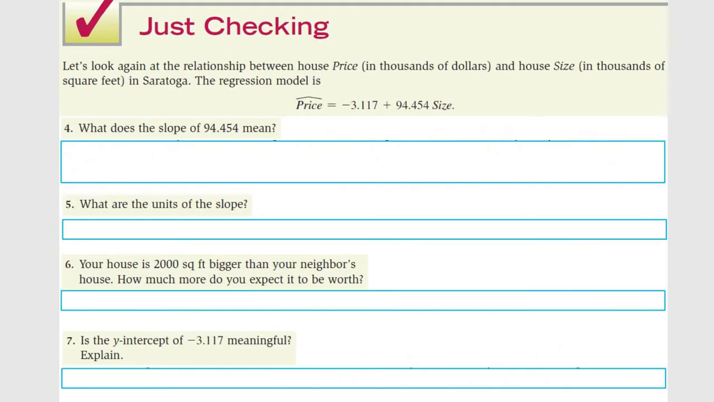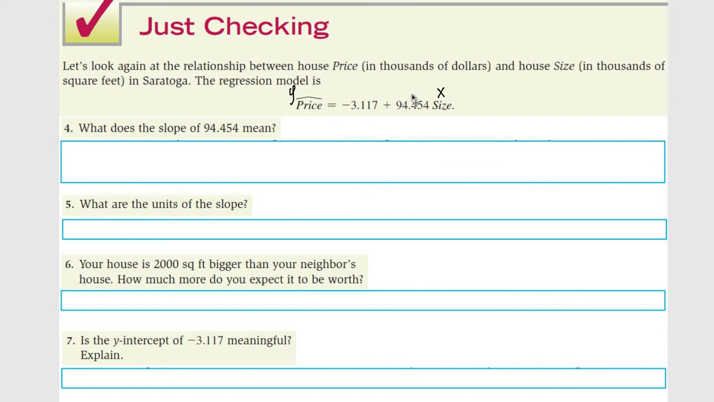So let's start with an example. Okay, let's go back to the price and house size. So what does the slope of 94.454 mean? Okay, so that's your slope. Look and notice what x is and what y is. X is your size and y is your price. Once you identify your x and y, that'll help you with your interpretation.